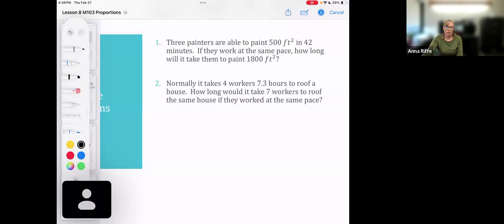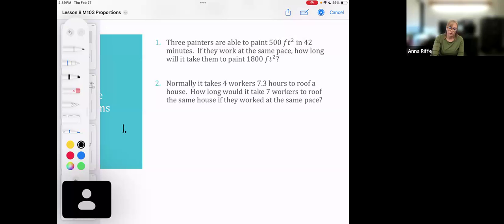All right, let's do these. Let's see, we are given this setup. And we are not told whether these two problems are direct proportion or inverse proportion. I'll do one and I'll have you do the other. I'll do number one.